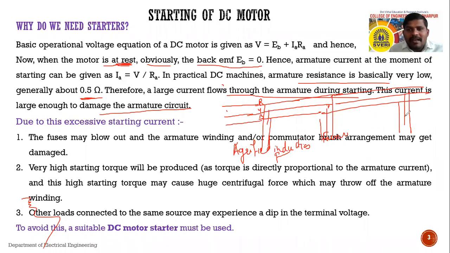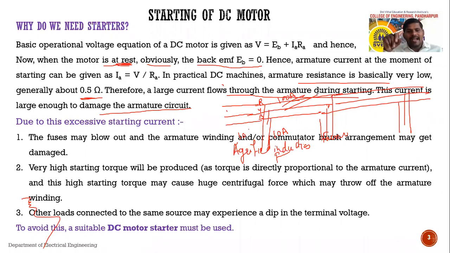It will take a current that is 10 to 15 times greater than the rated current. Rated current cha 10 te 15 pat current kai karte? Extra amount of current. That means suppose this machine has a 10 ampere rated current. Without using a starter, it will take somewhere 100 or 150 ampere current. Suppose we consider 100 ampere current taken from the supply. Then what will happen? This machine will get damaged.